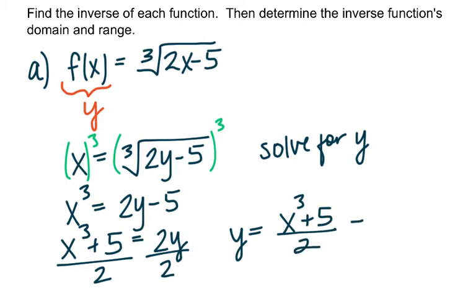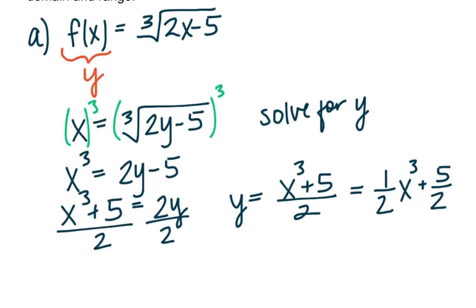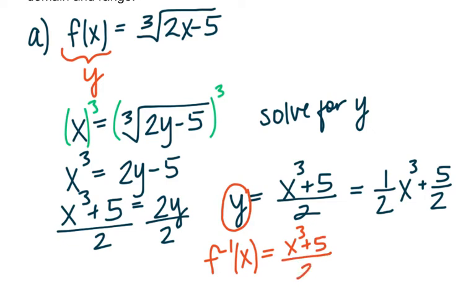And that would be perfectly acceptable, or if you'd rather write it as 1/2 x cubed plus 5/2, that would be fine as well. Either way, but you do want to make sure that you use the correct notation in your final answer. So rather than leaving this as y is equal to, we do want to replace it with the inverse of f. We want to use that notation. So the appropriate final answer would be the inverse of f is equal to either x cubed plus 5 all divided by 2, or 1/2 x cubed plus 5/2. Either form would be fine. So this is going to be my inverse.